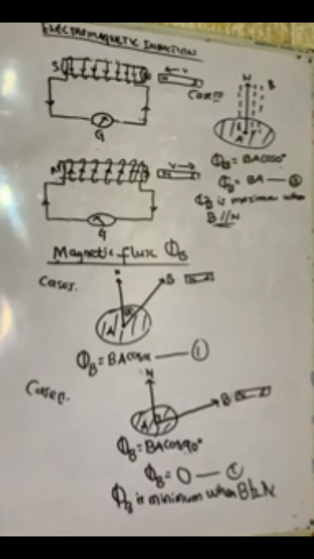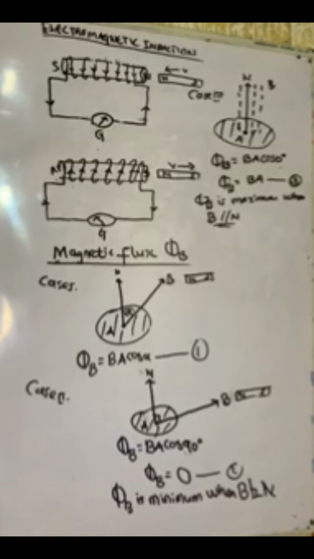Alright. So what can we infer from this? It means that if you want to achieve a maximum magnetic flux, try to orient the magnetic field or the conductor such that they will be parallel to each other. So the magnitude of a magnetic flux is dependent on the orientation of the magnetic field with respect to the area of the conductor.